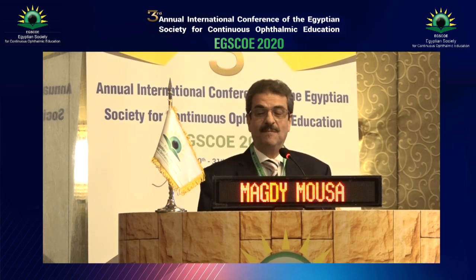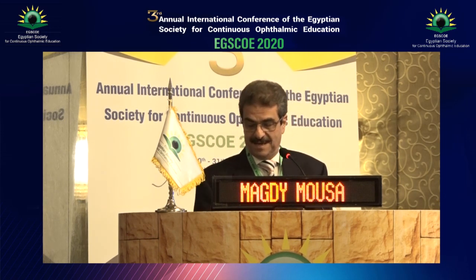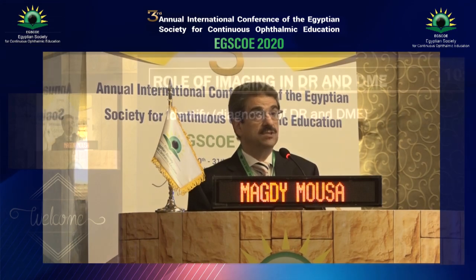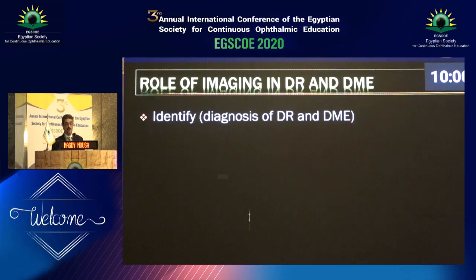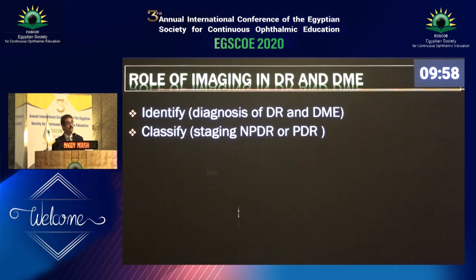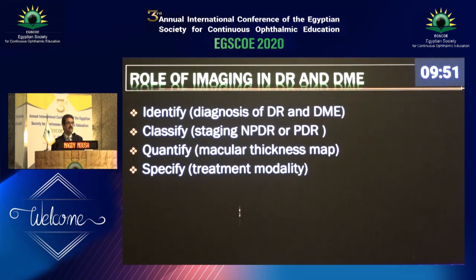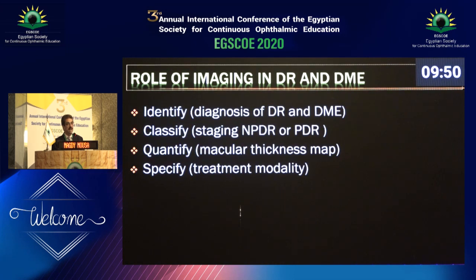Today, I'm talking about the role of multimodal imaging in management of diabetic retinopathy and diabetic macular edema. We all know that there is a big role for imaging. Start by identifying the diagnosis: does this patient have diabetic retinopathy or not? Second, classifying: is it proliferative or non-proliferative? Third, quantifying the amount of macular edema to start treating this patient. Then specifying the treatment modality, and again it depends on OCT, and then clarifying visual prognosis.